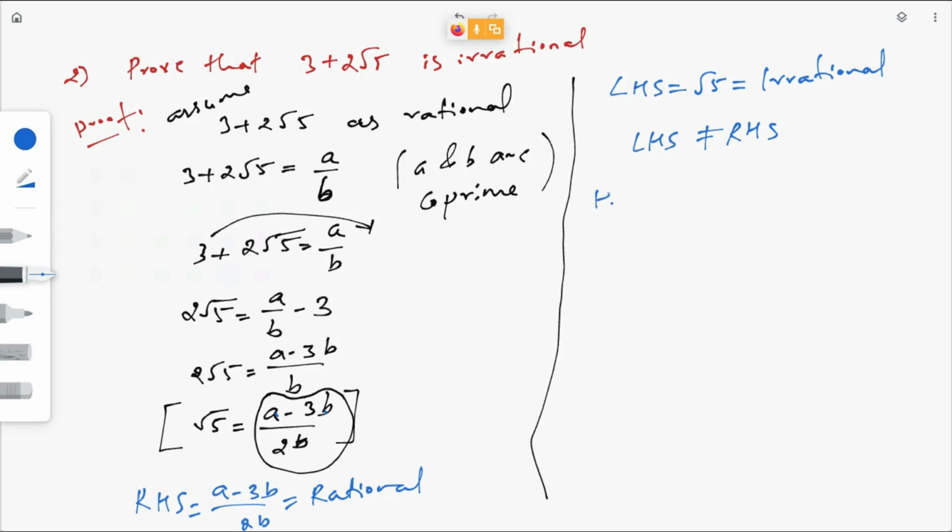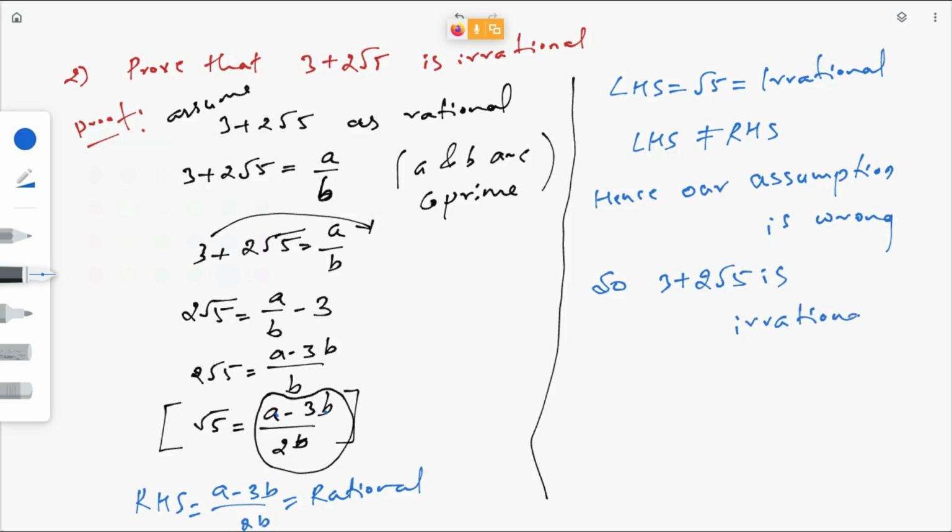Okay, hence our assumption is wrong. So 3 plus 2 root 5 is irrational. Okay, just remember the steps.